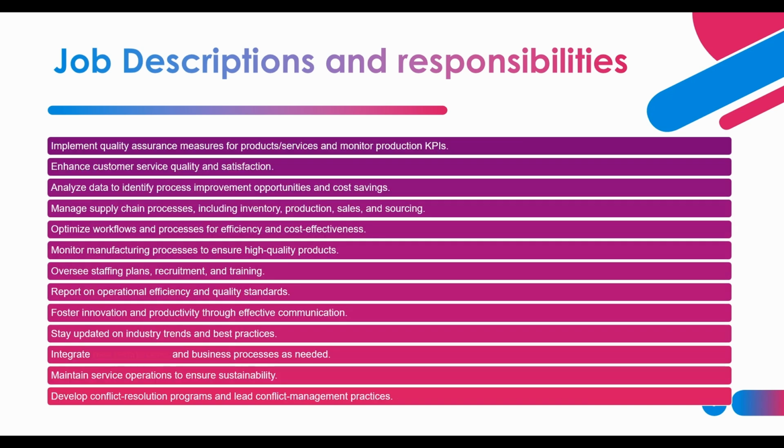The next job description and responsibility. Operation managers implement quality assurance measures for products or services and monitor production KPI. Enhance customer service quality and satisfaction. Analyze data to identify process improvement opportunities and cost saving. Manage supply chain processes including inventory, production, sales, and sourcing. Optimize workflows and processes for efficiency and cost effectiveness. Monitor manufacturing process to ensure high quality product.